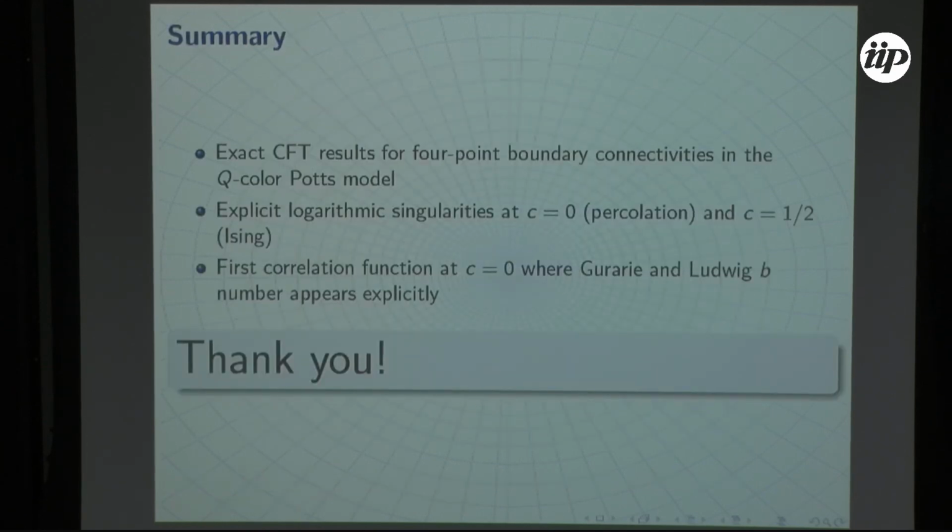What time is it? Okay, yeah, so I'm perfect. Well, if you want, just to mention a few conclusions.